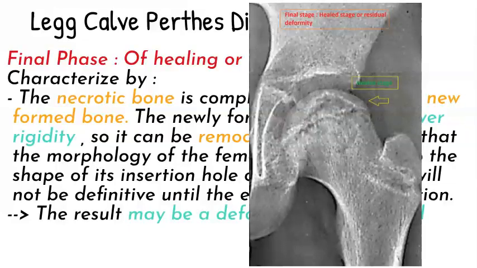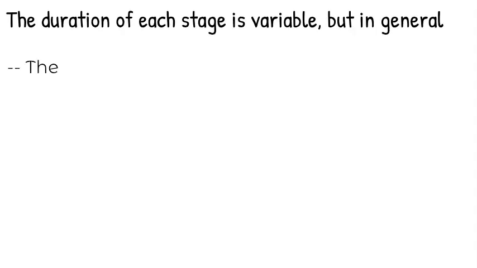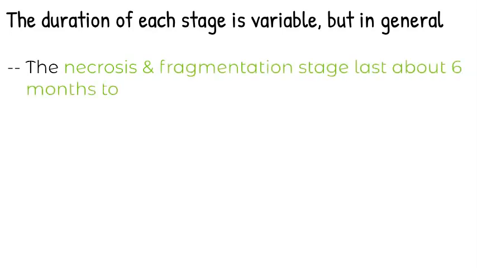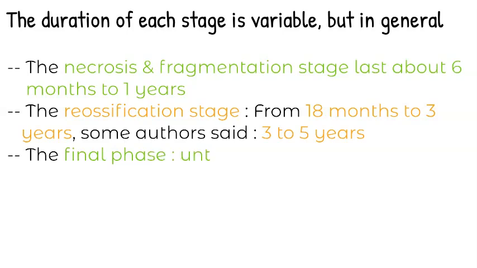Again, the X-ray of the left hip shows the final stage, the healing stage, where a residual deformity may form. As you can see, it is a healing stage. The duration of each stage is variable, but in general, the necrosis and fragmentation stages last about 6 months to 1 year. The re-ossification stage lasts from 18 months to 3 years. Some authors say around 3 to 5 years. The final phase lasts until bone maturation.